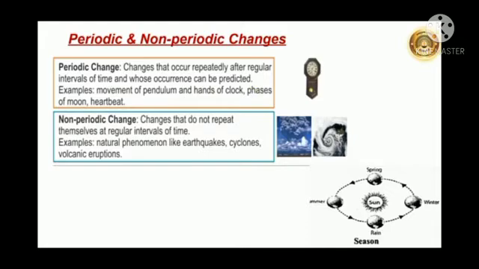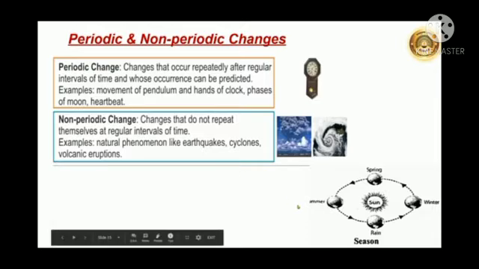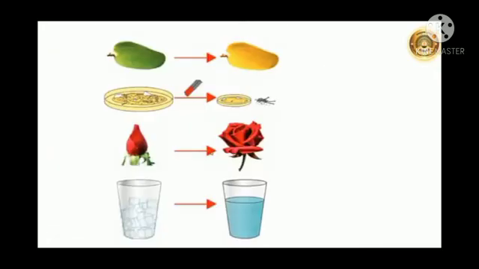Another example is if thunder strikes at a point at 4 p.m. today, can we tell when another thunder will strike at the same location? We cannot predict. Here, the time interval is not fixed. Such changes are called non-periodic changes. The hands of the clock shows a periodic change. You can think about other examples of periodic and non-periodic changes. Now observe this picture.